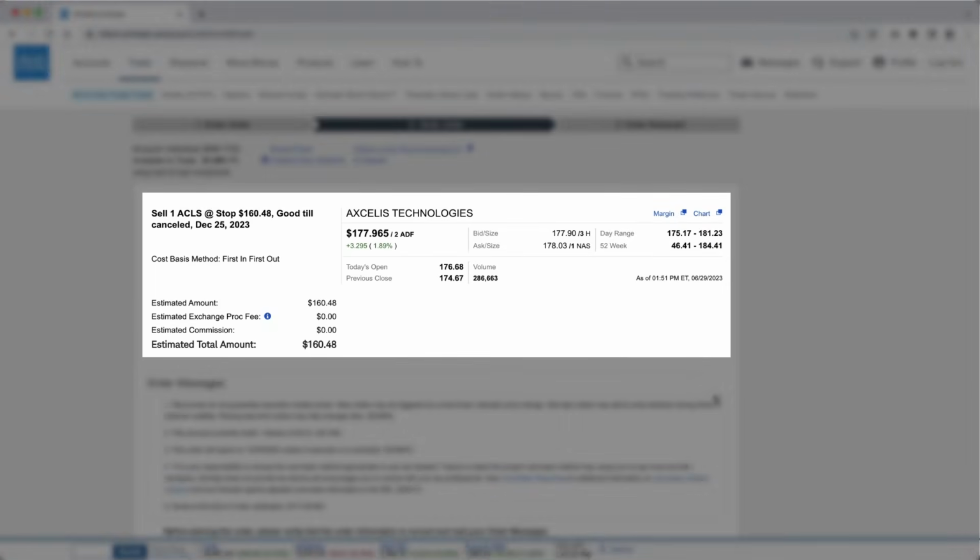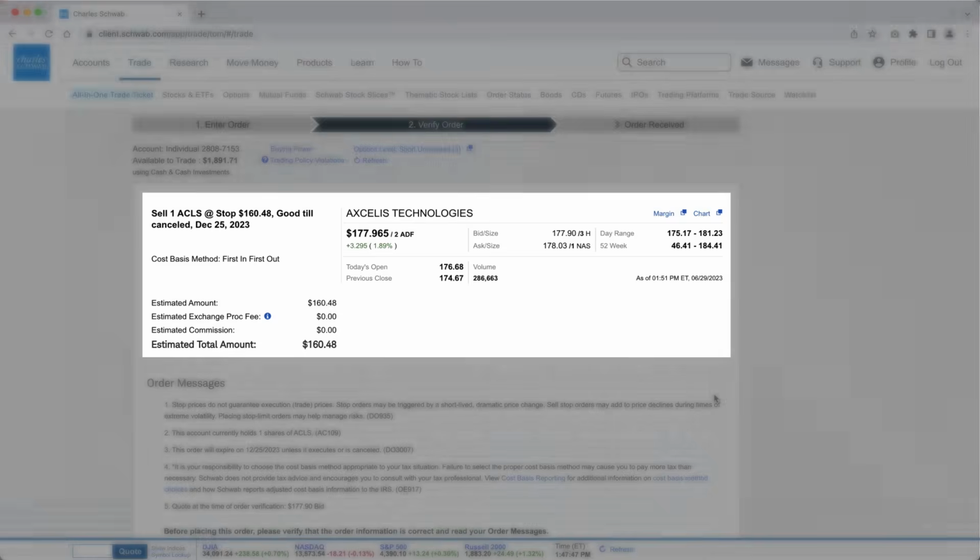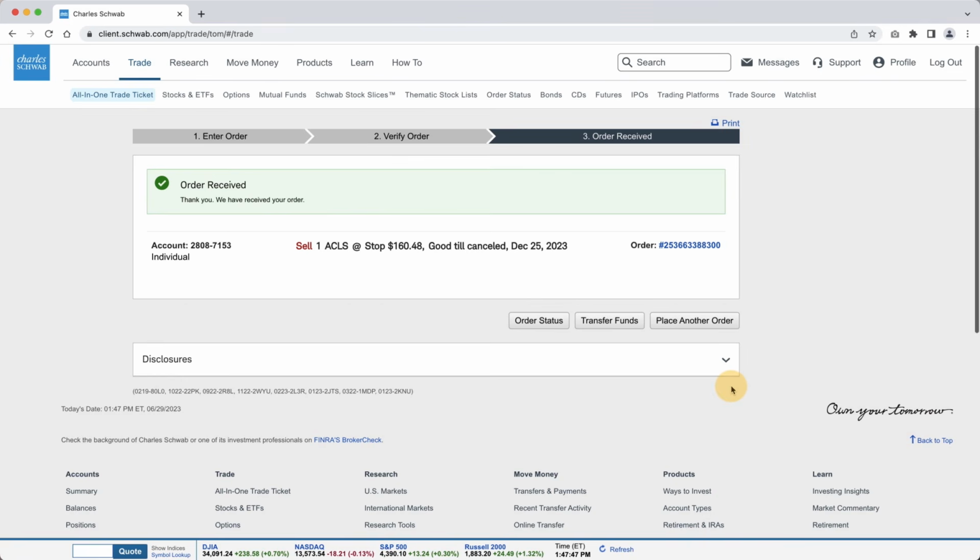And once again, we have that opportunity to make sure this is really what we want to do. We're selling one share of ACLS, but only if the price happens to drop to 160.48. That is the activation price or the stop level. The credit that I might receive for the sale of those shares at that point is $160.48. And we're ready to place that order. And now that order has been submitted, and we'll just have to see if it ultimately fills.